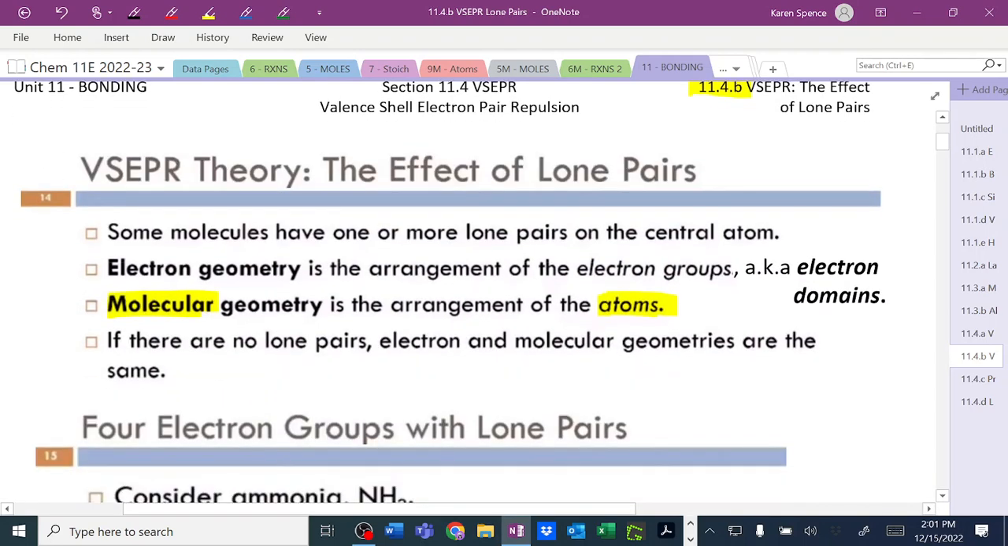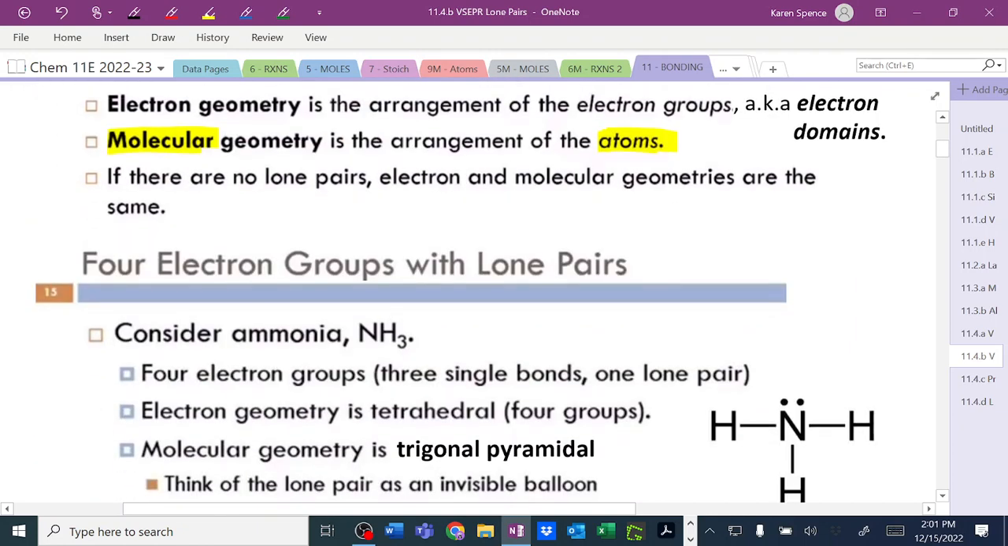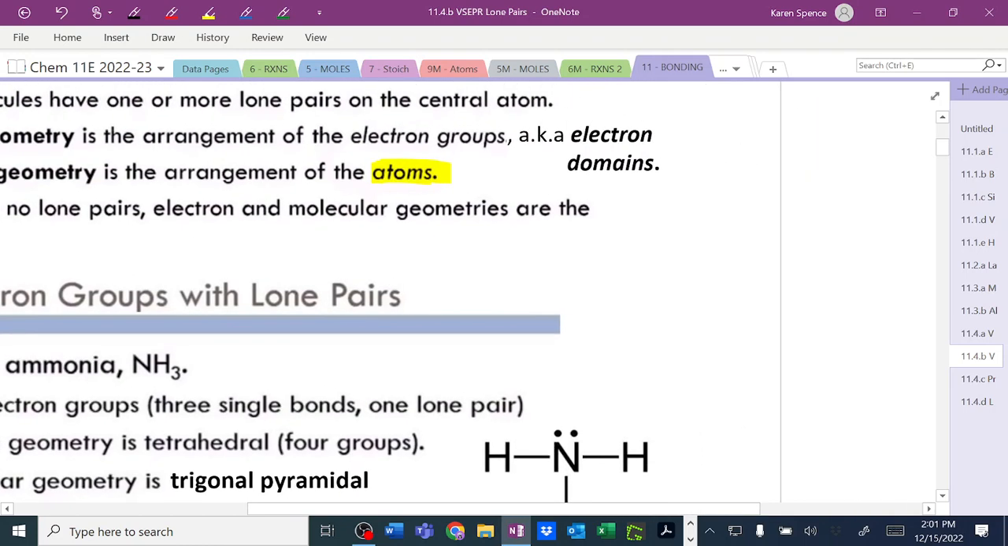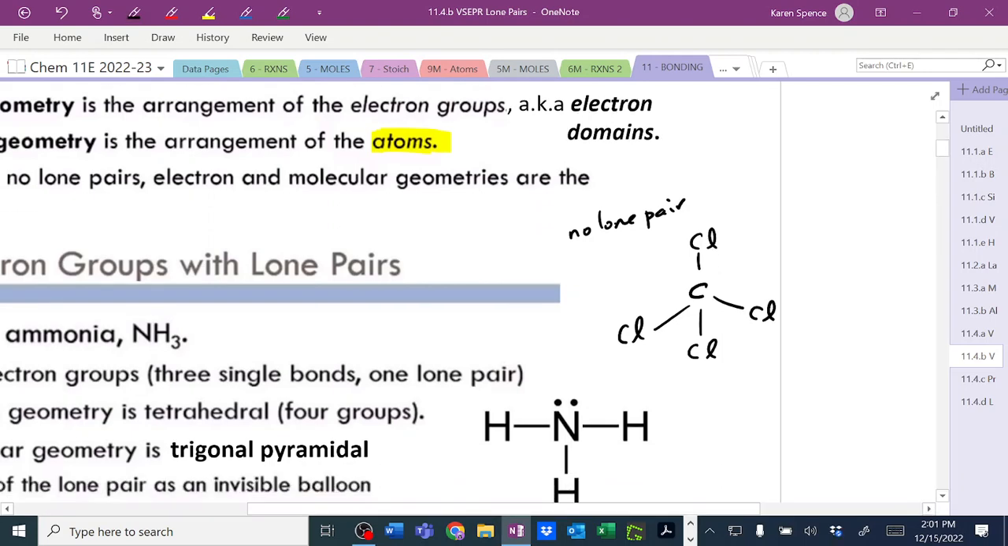When there are no lone pairs, the molecular geometry and electron geometry are the same. Okay, so here we have 4 electron domains with a lone pair. Now you could have no lone pair, and that would be like carbon tetrachloride or something like that. That's tetrahedral electron geometry, and it is tetrahedral molecular geometry.